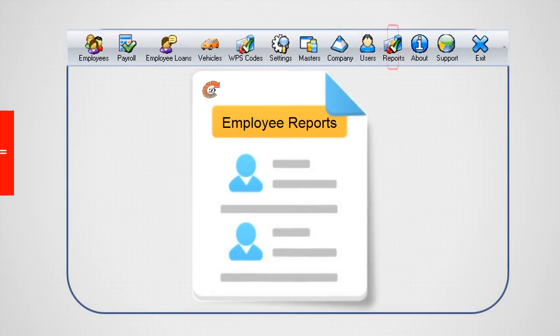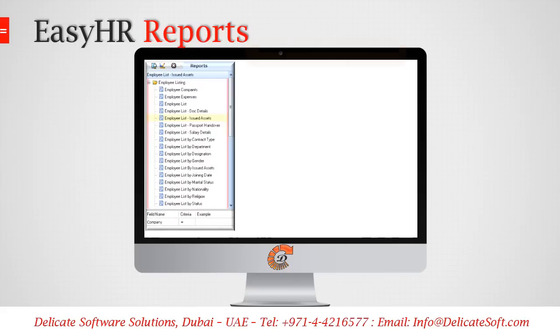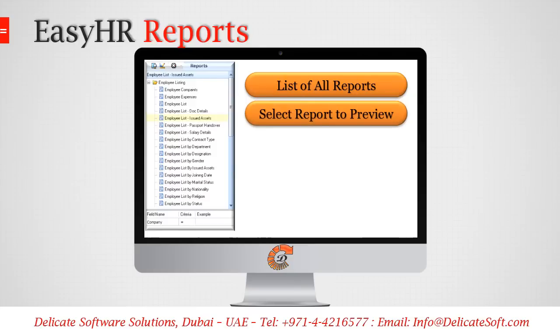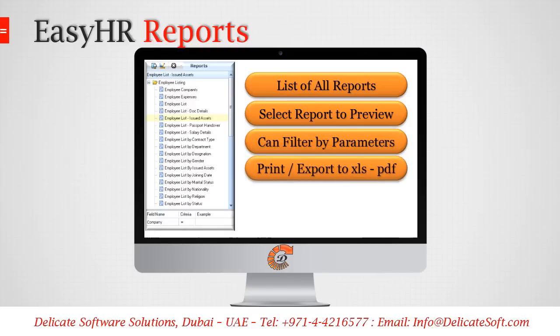As name suggests, click on Reports to get reports in EasyHR. You have list of all reports upon clicking on Reports button. Select any report and click Preview to see the report. All reports can be filtered by relevant parameters. All reports can be printed, exported into Excel or PDF format. And of course, you can redesign all reports as per your requirements.